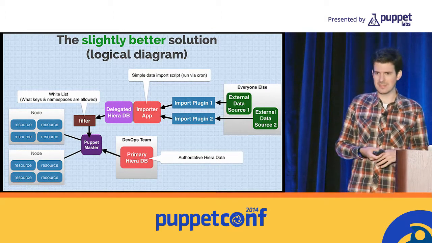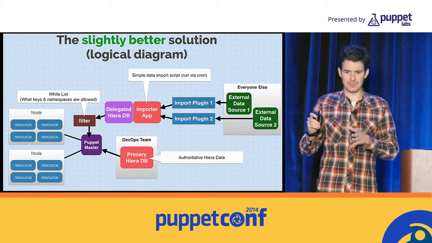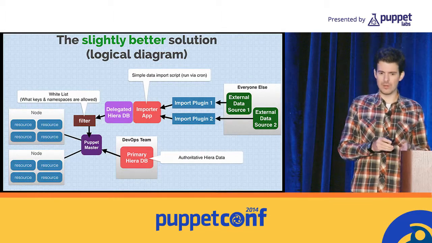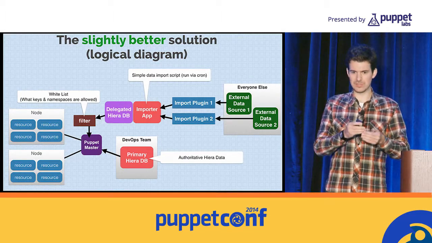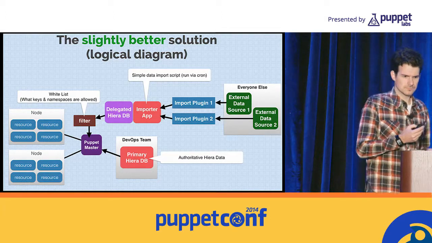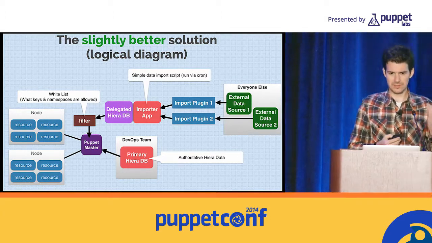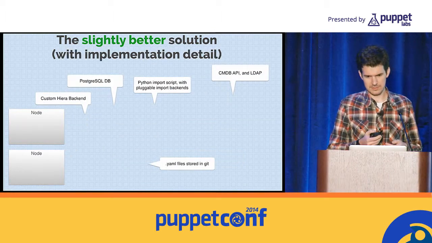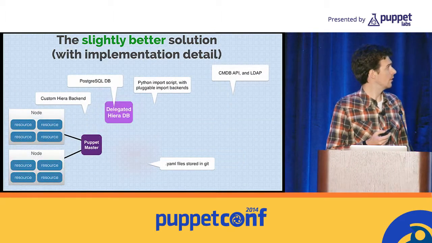So everyone else has access to all of that stuff, and we know that the things that are being imported are going to be very well controlled. We know that when we query the Hiera database, we can only query through a whitelist of keys. And it solves our delegation problem. So in this one, oops, that didn't come through.